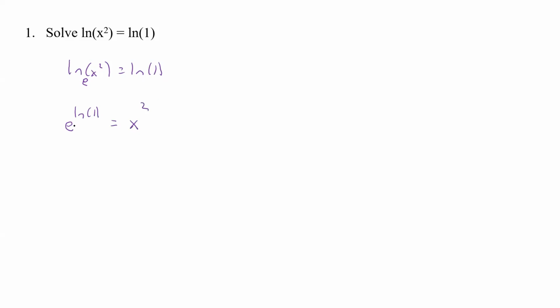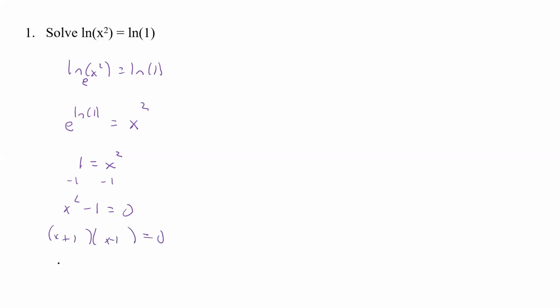Now e to the ln of 1, if I plug that in my calculator, that tells me 1 is equal to x squared, okay? Now, if I want to solve this, I have to solve the equation. So I have to subtract 1 on both sides. So that gives me x squared minus 1 equals 0. So if I factor that, that's going to be x plus 1, x minus 1.